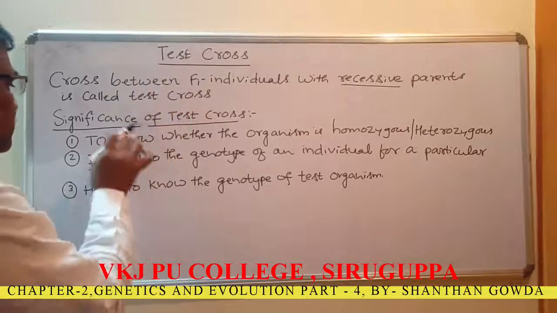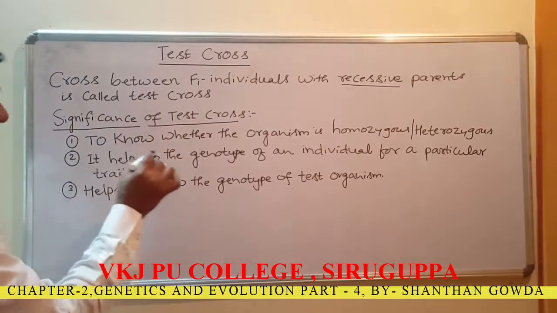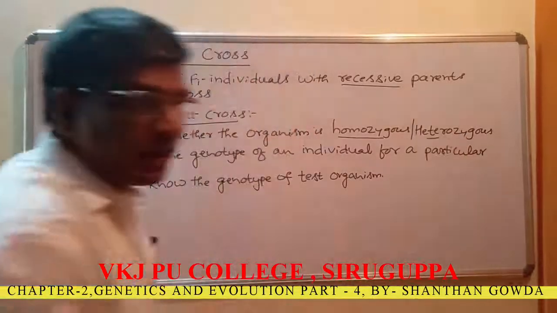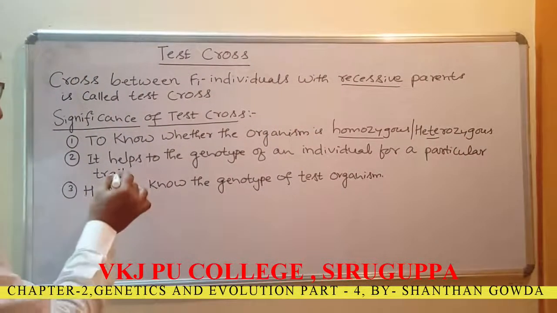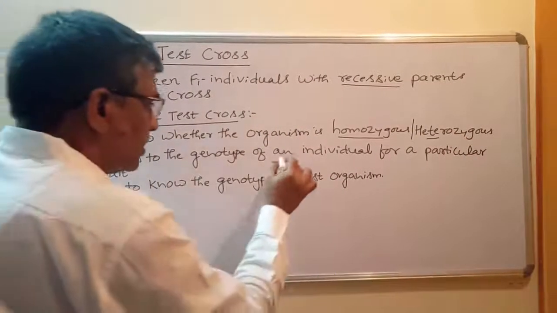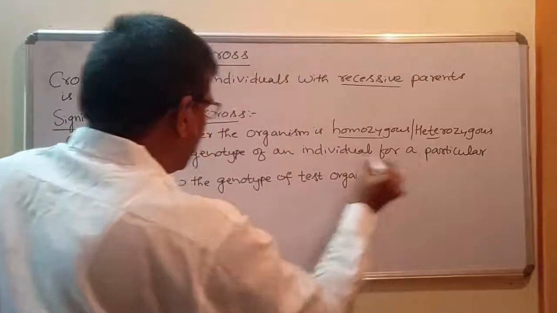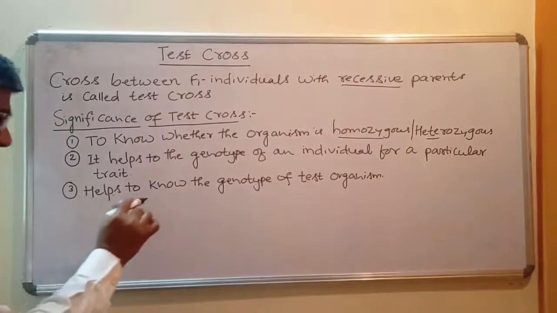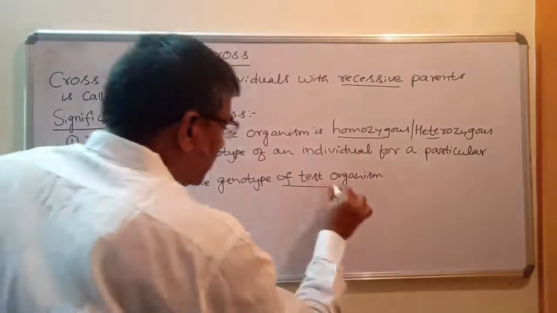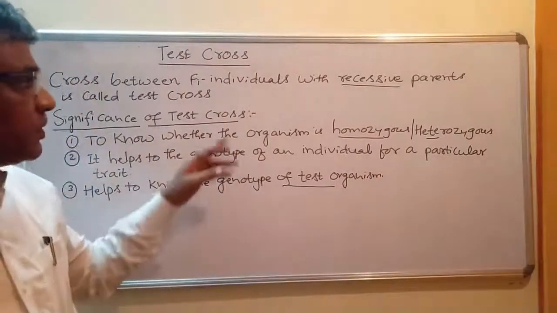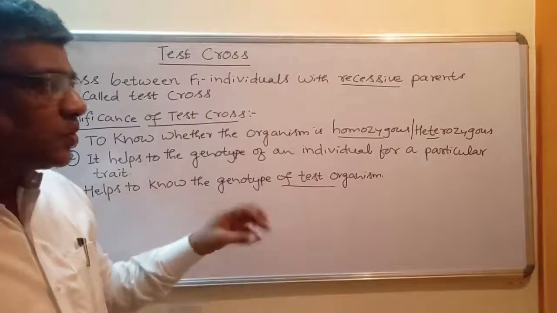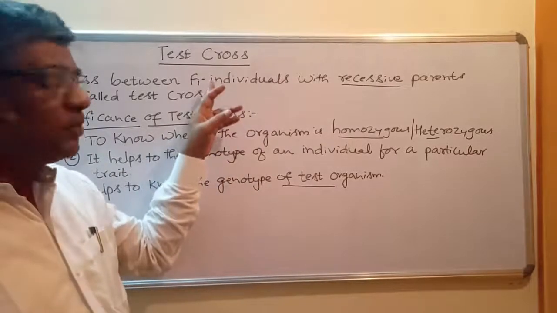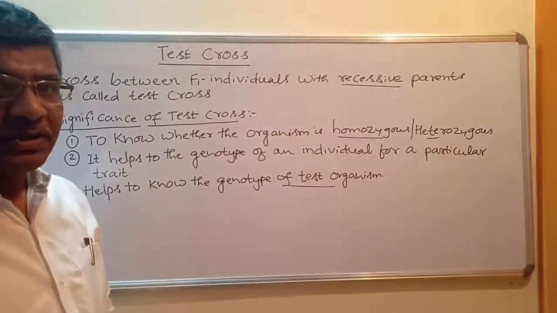The significance of test cross is to know whether the organism is in a homozygous or heterozygous condition, and it also helps to know the genotype of an individual for a particular trait or character. It helps to know the genotype of a test organism. Mendel conducted this cross to know the genotype of an F1 individual. Therefore this cross is called a test cross.